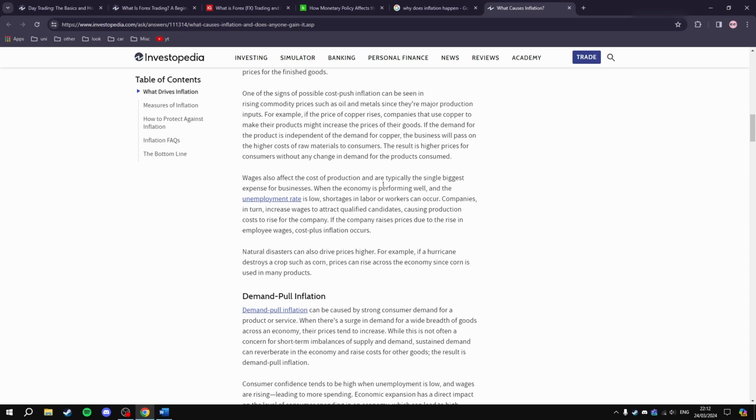Wages also affect the cost of production and are typically the single biggest expenses for the businesses. When the economy is performing well and the unemployment rate is low, shortages in labour workers can occur. Companies in turn increase wages to attract qualified candidates.